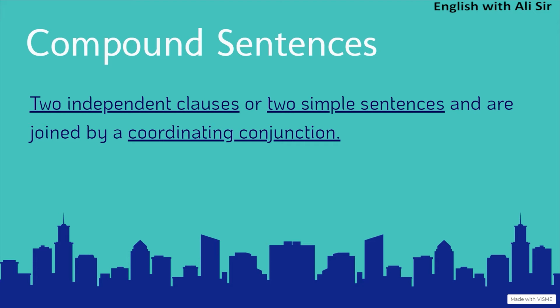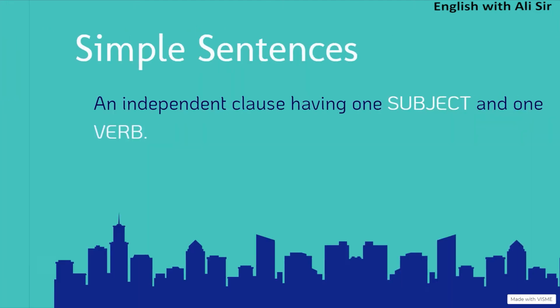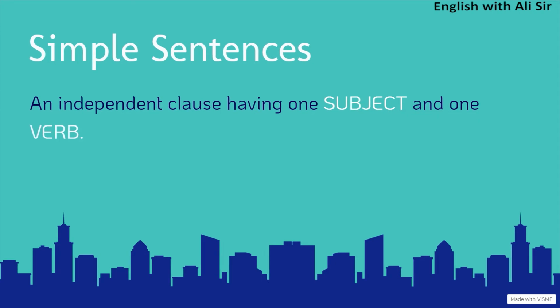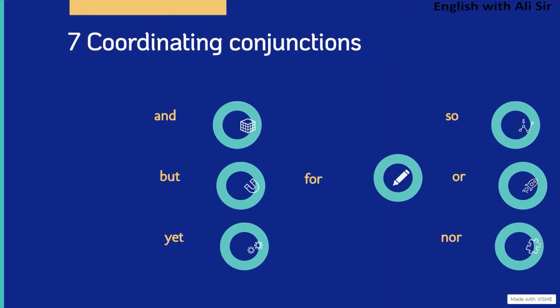So we can simply say a compound sentence is composed of two independent clauses. That means a compound sentence is composed of two simple sentences when they are joined together by a coordinating conjunction. Usually a comma is placed before the conjunction to separate the two clauses. One more thing to remember, a simple sentence is an independent clause having one subject and one verb. Both the clauses are of equal importance in a compound sentence.